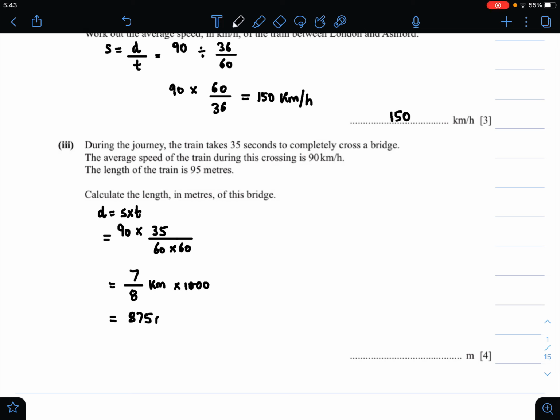Now this distance is the total distance of the bridge and the train, and we need to find only the length of the bridge. So from 875 meters we will minus 95 meters, because 95 meters is the length of the train. So 875 meters minus 95 meters is equal to 780 meters. Therefore 780 meters will be our final answer for A part 3.